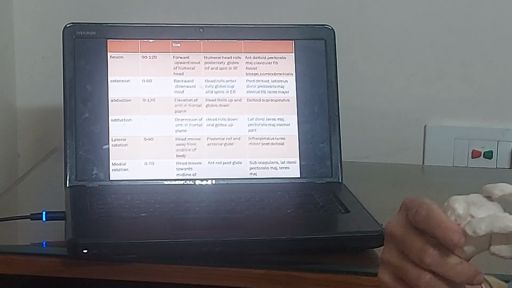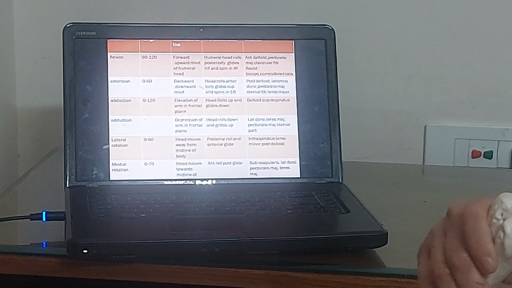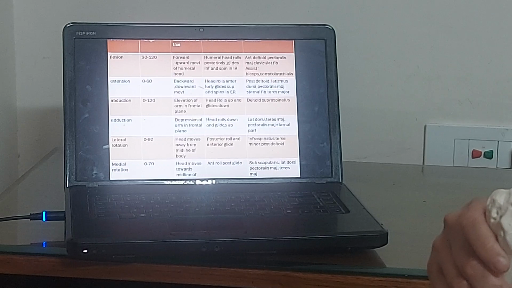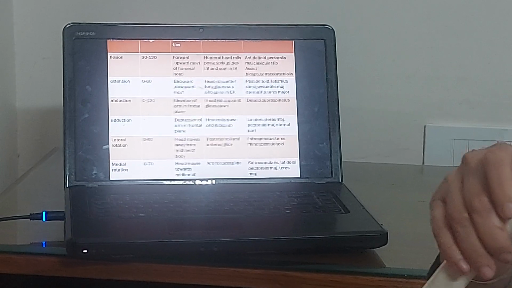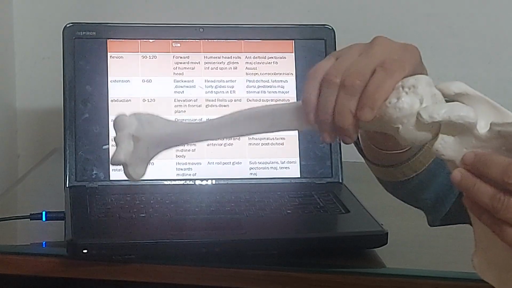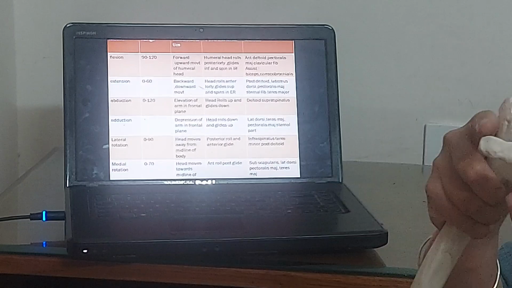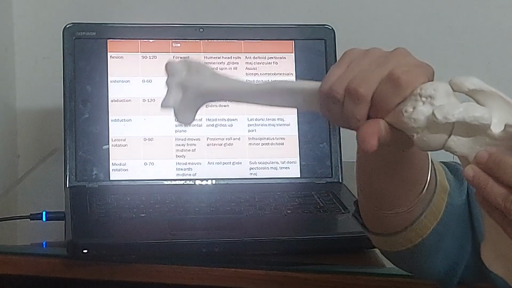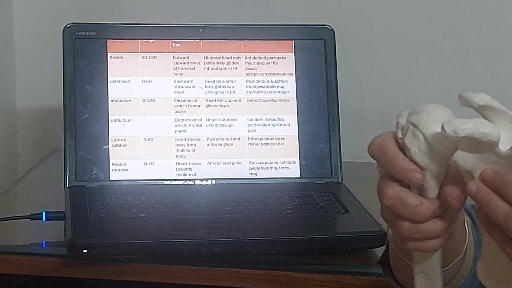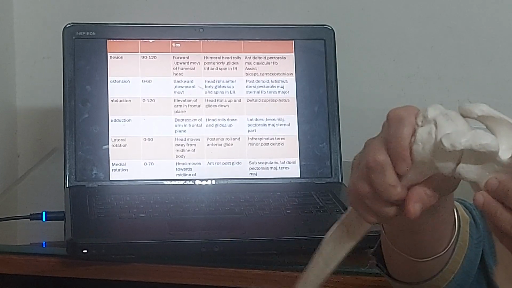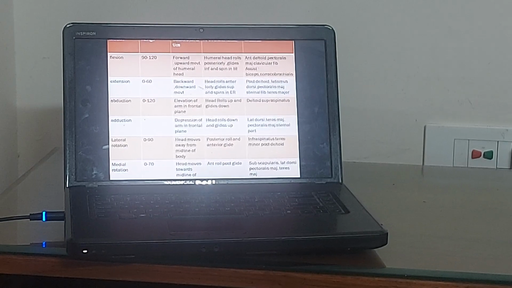Now when this movement is taking place, you can see that with this abduction movement, the head is first rolling upwards and gliding downwards. That is, when this movement is taking place, it is rolling upwards and gliding downwards, so that the contact between the head and the glenoid fossa is always maintained. So there is a movement happening: it is rolling upwards, but gliding downwards. This motion is brought about by the deltoid and supraspinatus.